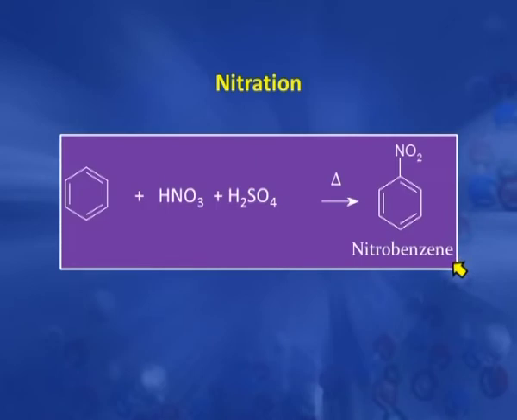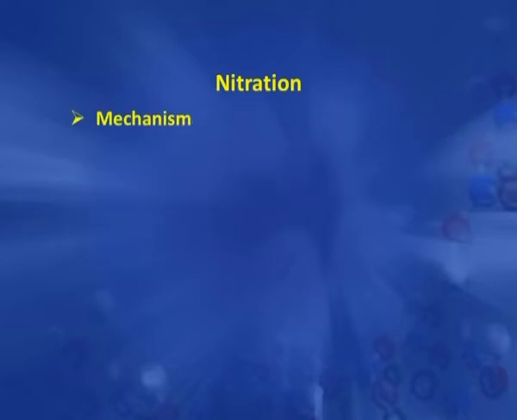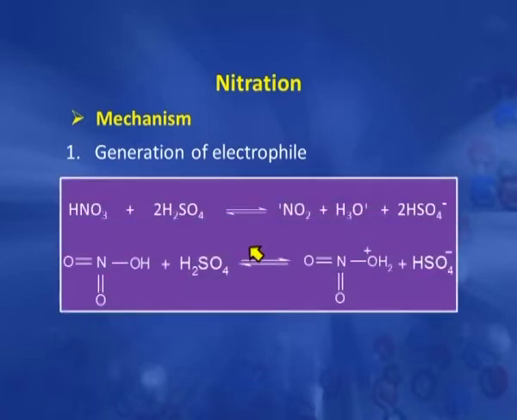So, we should understand from where the electrophile comes. That we can understand by taking the mechanism. So, the mechanism involves different steps. The first step is generation of the electrophile. Here the electrophile is generated with the help of concentrated nitric acid and sulfuric acid. These two acids react and produce the electrophile nitronium ion. How does this nitronium ion get formed?